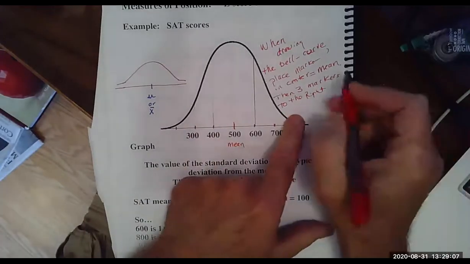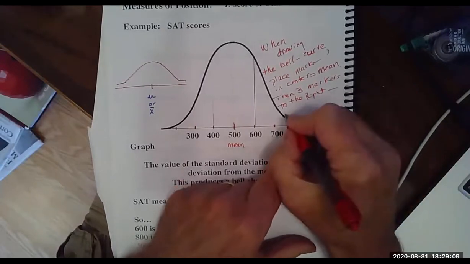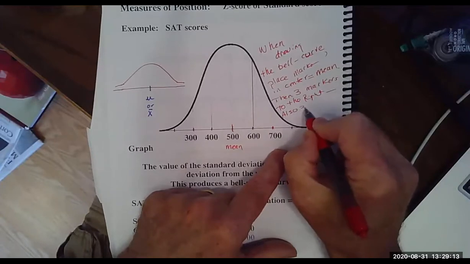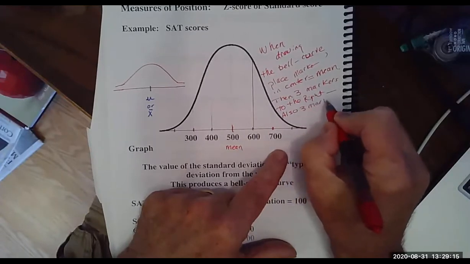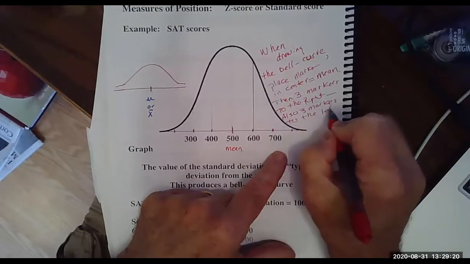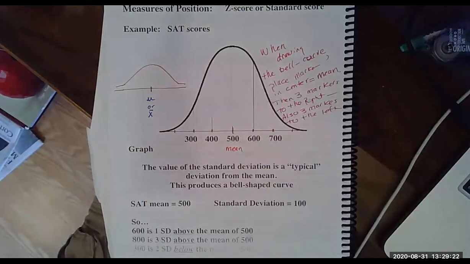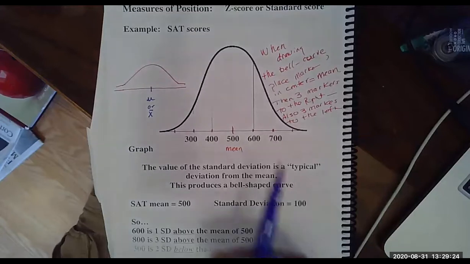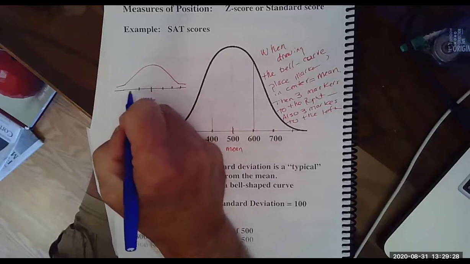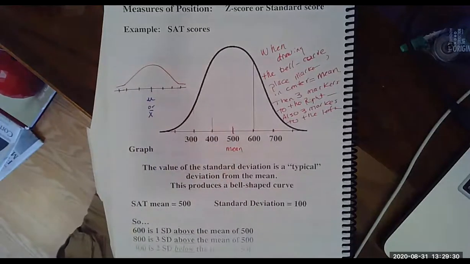The next thing says also 3 markers to the left. Okay, 3 markers to the left. So I go over here and I go 1, 2, 3, and 1, 2, 3. So 3 markers to the right, 3 markers to the left.